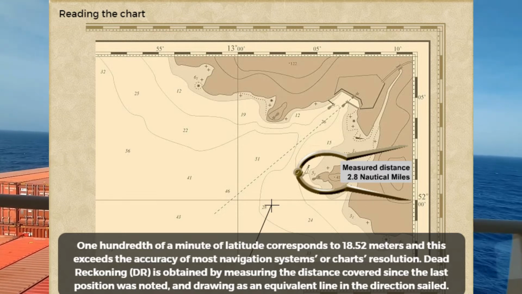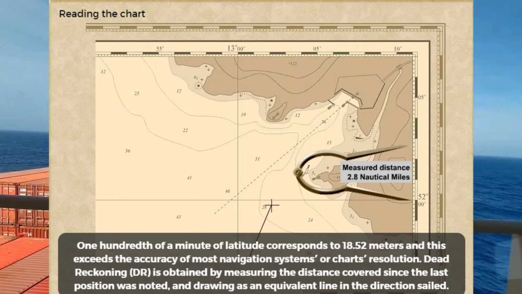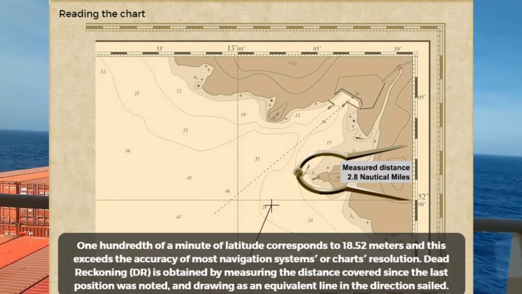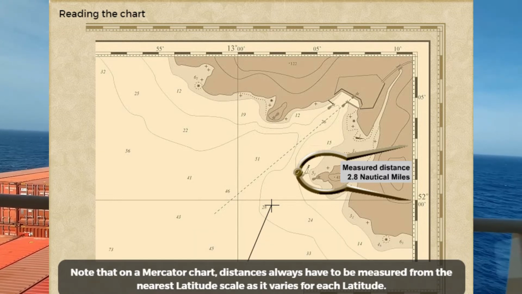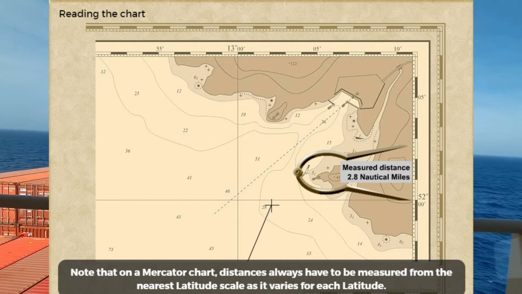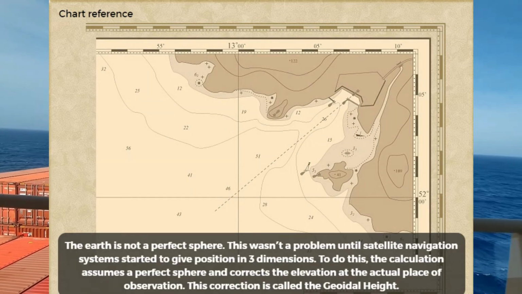Dead reckoning is obtained by measuring the distance covered since the last position was noted, and drawing as an equivalent line the direction sailed. Note that on a Mercator chart, distances always have to be measured from the nearest latitude scale, as it varies from each latitude.